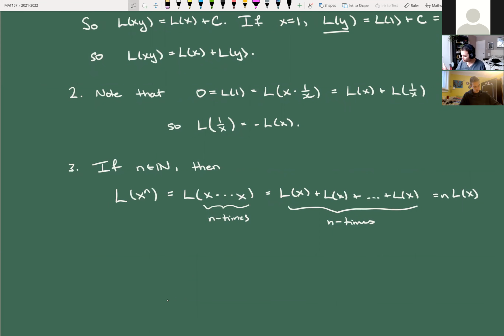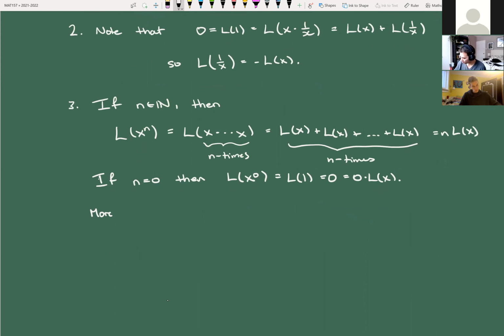Is 0 a natural number here? I guess I'm saying no. If n is equal to 0, it's trivially true, right? We've got L of x to the 0 equals L of 1, which is equal to 0, which is equal to 0 times L of x. Okay, so now let's do it for the negative naturals as well. If we do it for the negative naturals, then we've done it for all the integers.